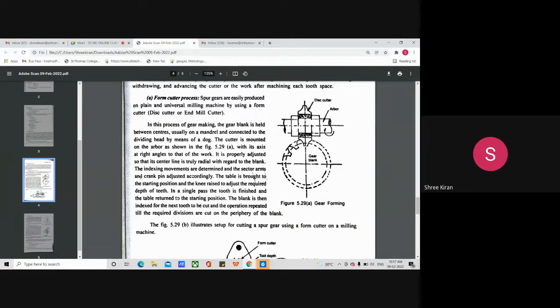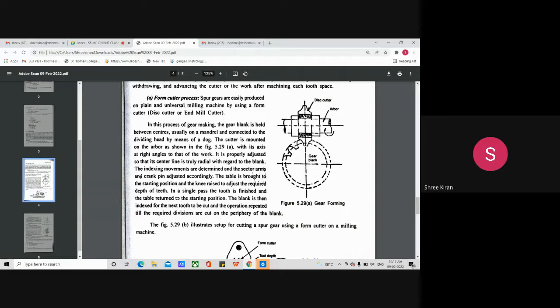I hope you remember what you mean by dog, arbor, and mandrel. So in this process of gear making, the gear blank is held between the centers, usually on a mandrel, and connected to the dividing head by a dog.